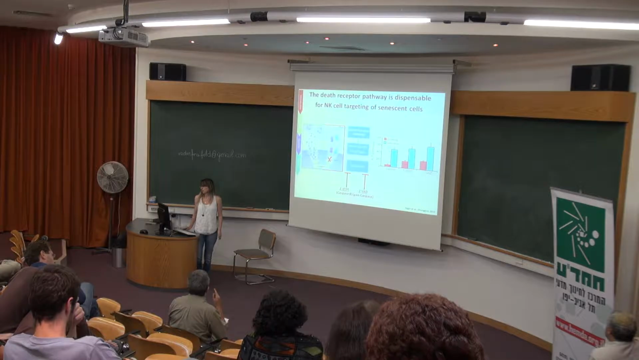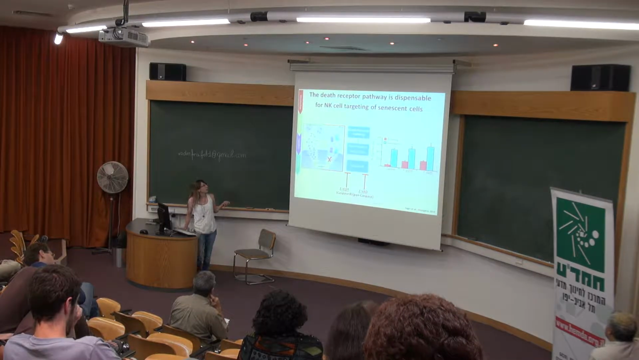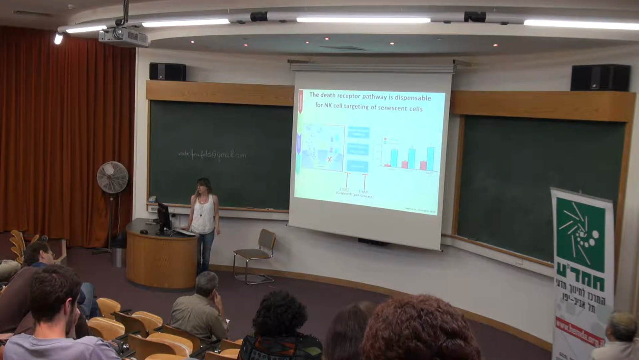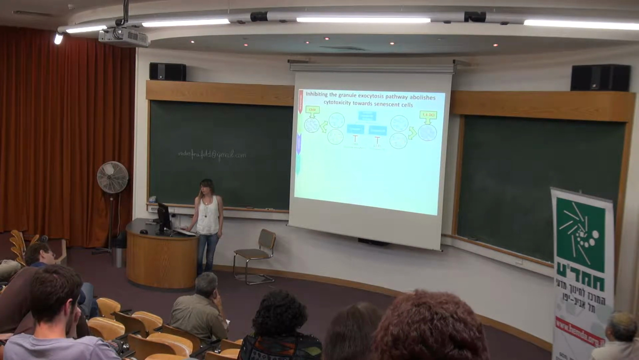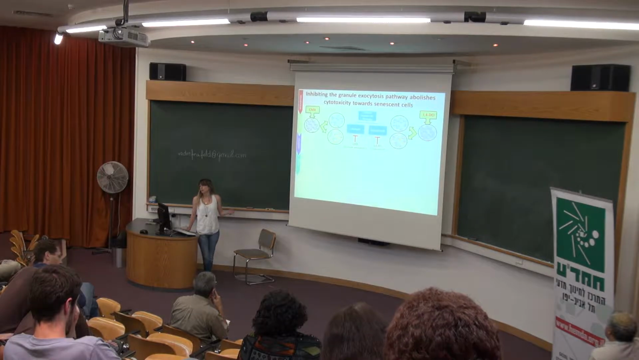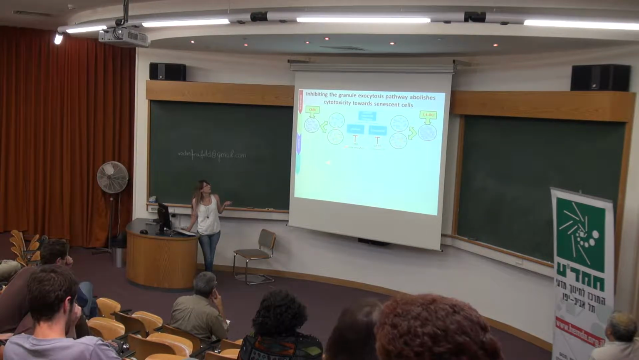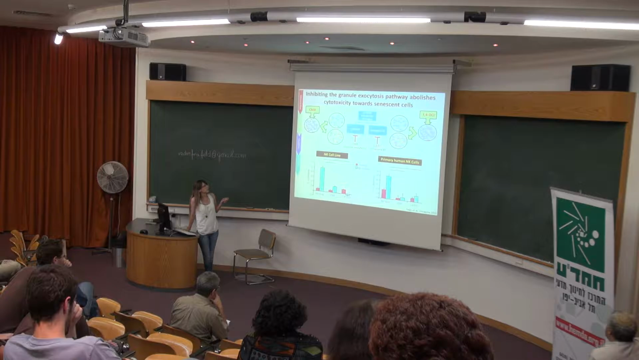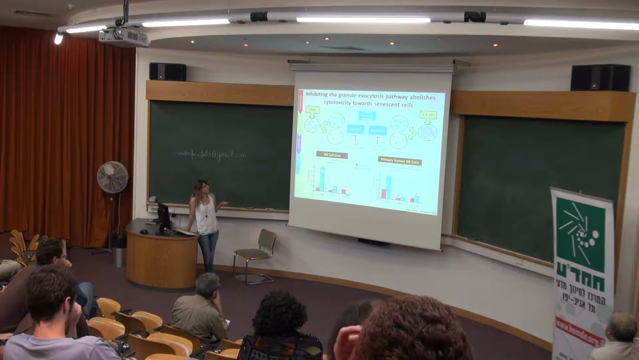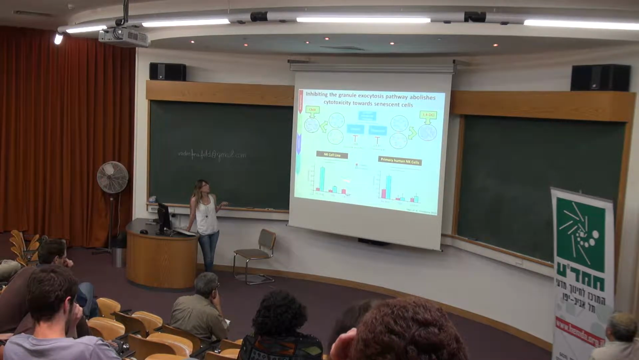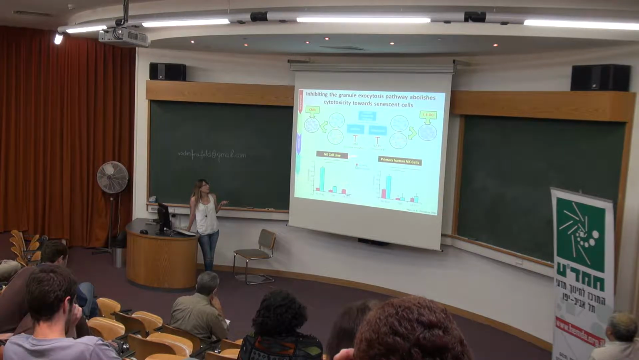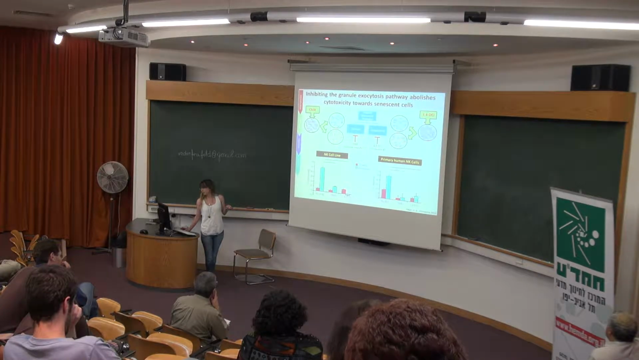In light of this result, we now took a pharmacological approach to evaluate the contribution of the second pathway, the granule exocytosis. So again, we used two specific inhibitors for this pathway, and what we found is that in this case, the killing of senescent cells was dramatically reduced, both with the NK cell line and primary NK cells.